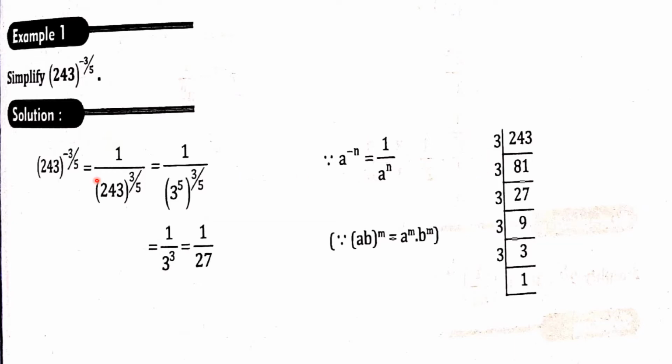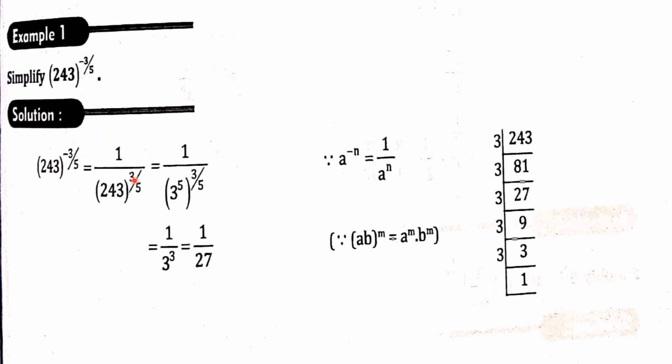Whenever you have a negative power, a to the power minus n can be written as 1 divided by a to the power n. Please have a look here. In the same way, 243 to the power minus 3 by 5 can be written as 1 divided by 243 to the power 3 by 5. So minus will become plus when it comes to the denominator.